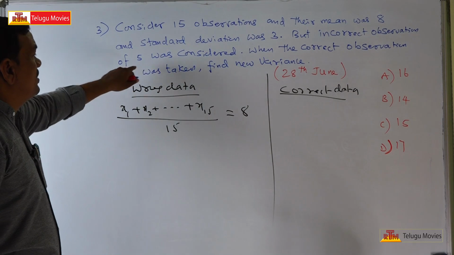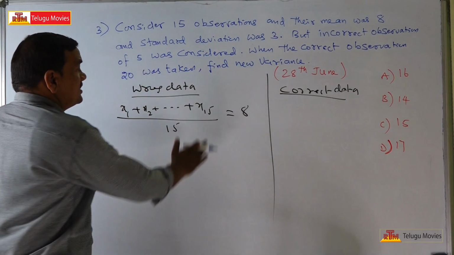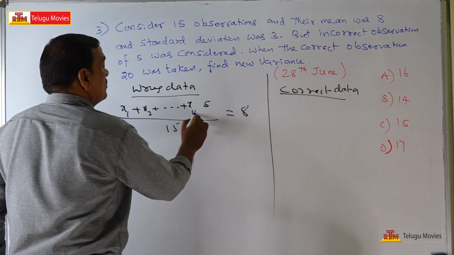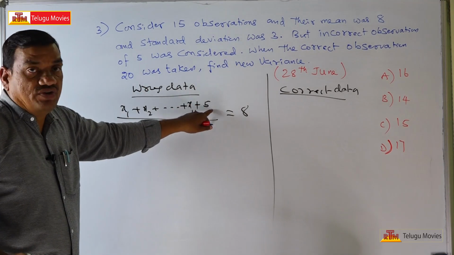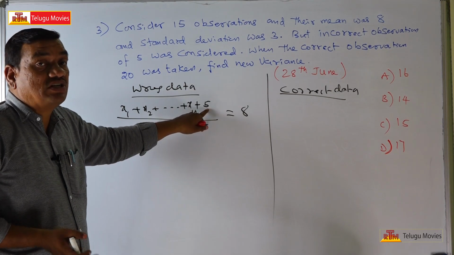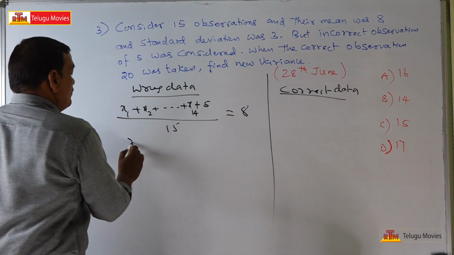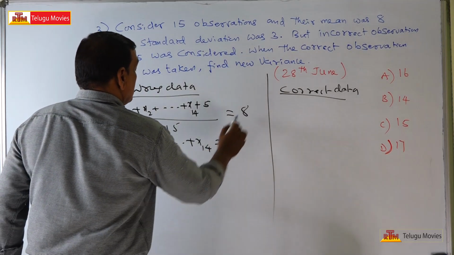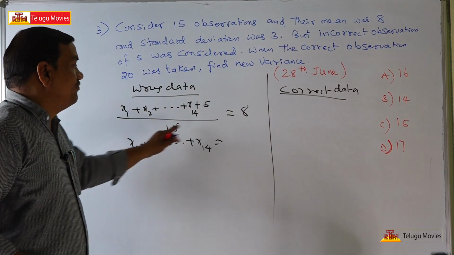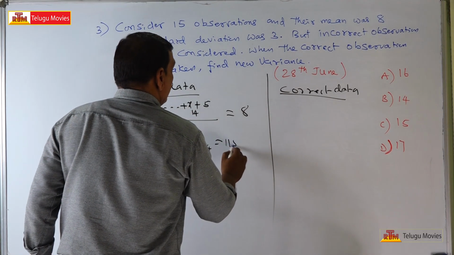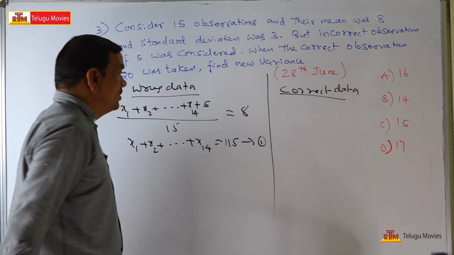But the incorrect observation 5 was considered. So let us take this as the incorrect observation. Out of those 15 observations, one is incorrect. What is the incorrect observation? 5. So then from this, what can you say? x1 plus x2 plus up to x14 is equal to how much? This is equal to 15 times 8, which is 120, and 120 minus 5 is 115. Call it the first equation.